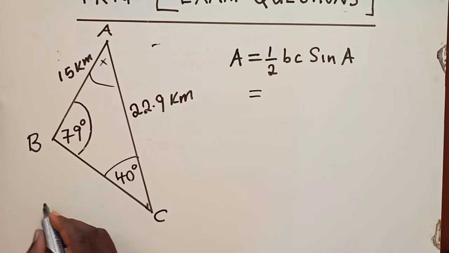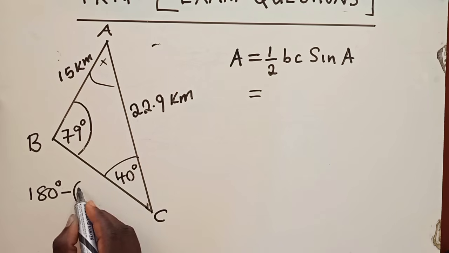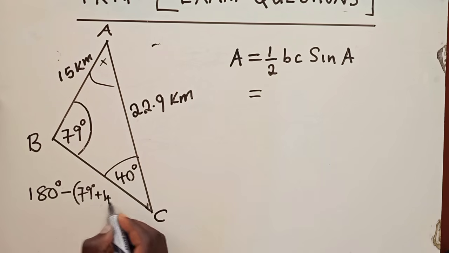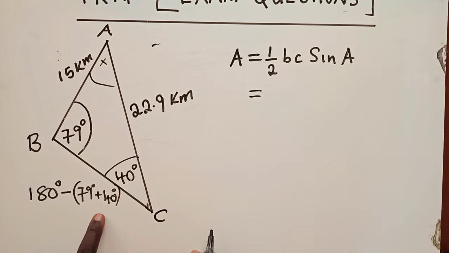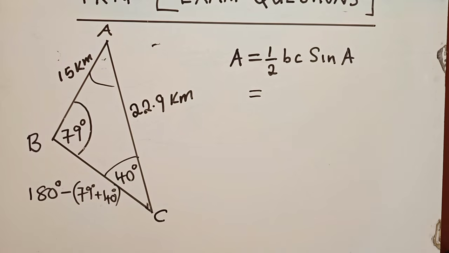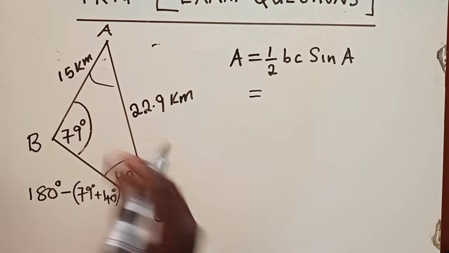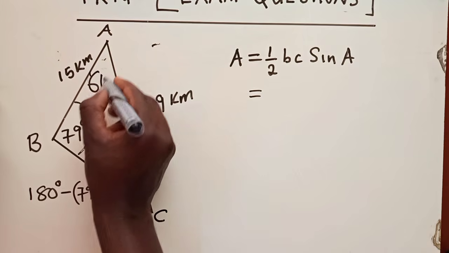I know that this is a triangle, and we know that angles inside the triangle add up to 180 degrees. So I'll say 180 minus 79 degrees plus 40 degrees. Remember, I'm putting this inside the brackets to show that I need to sum these up, and then I subtract their answer from 180. I'm getting 61. So this angle right here is 61 degrees.